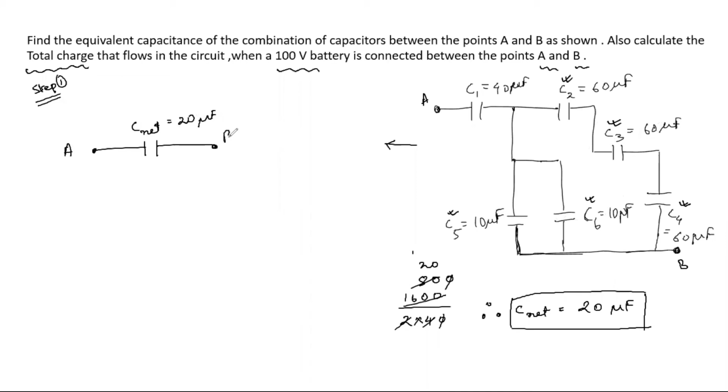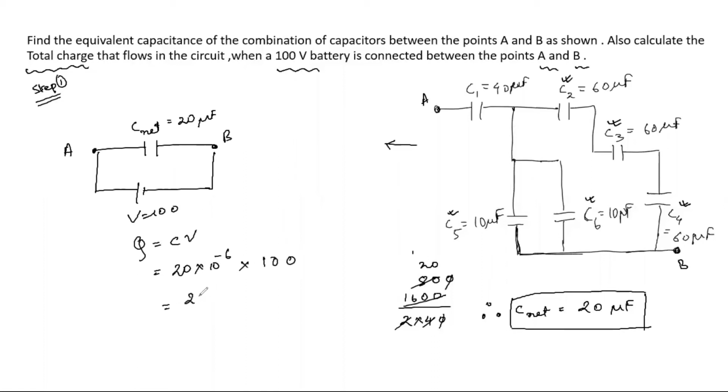These two terminals A and B will be connected with a battery, so it has a potential of 100 volts. We have to find the total charge. So we have the relation Q equals CV. So 20 into 10 to the power minus 6, 20 micro, with this 100 volt, so it will be 20 into 10 to the power minus 4 coulomb. This is the amount of charge which is flowing through this circuit between the points A and B when it is connected with a battery of 100 volt.